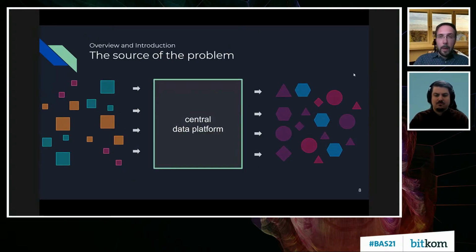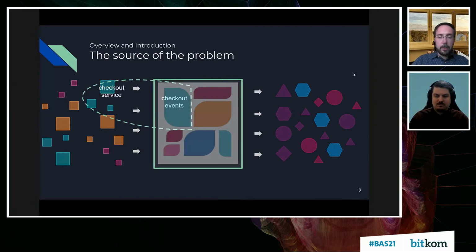Now, why is this an issue no matter whether you have a data lake or a data warehouse setup? Well, the reason lies in the centralization itself. Imagine that you have such a centralized data platform with central data ownership, and on the left you have a lot of data sources and data producers, and on the right you have a lot of data consumers. Now, imagine that among those data producers, there is a checkout service.